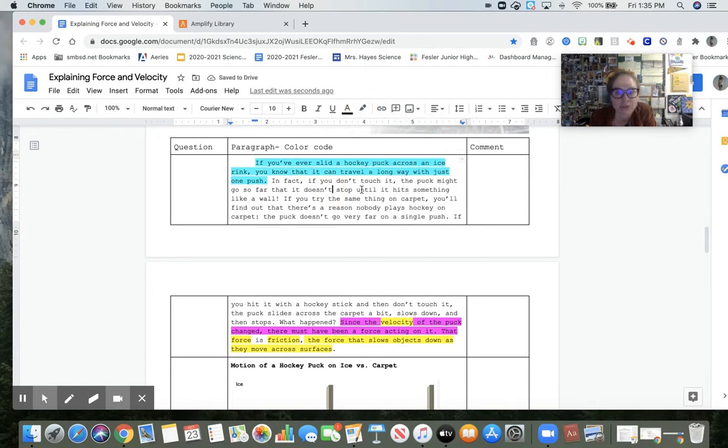In fact, if you don't touch it, the puck might go so far that it doesn't stop until it hits something like a wall. Well, it could be blue or it could be green, depending on how you do it. So I'm going to make that green because it's more like a step in a process. If I do this, then it's going to go so far. If you try the same thing on carpet, you'll find out that there's a reason nobody plays hockey on carpet. Okay, so that is analysis. That's definitely green.